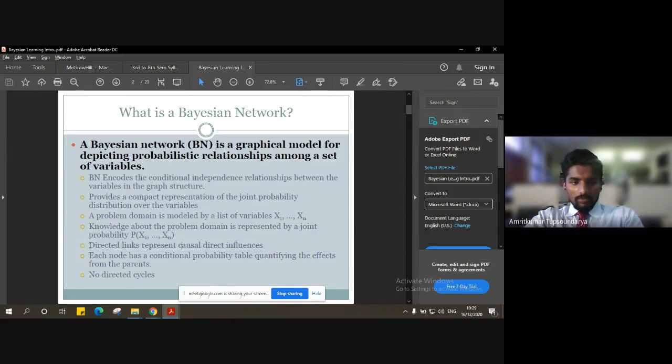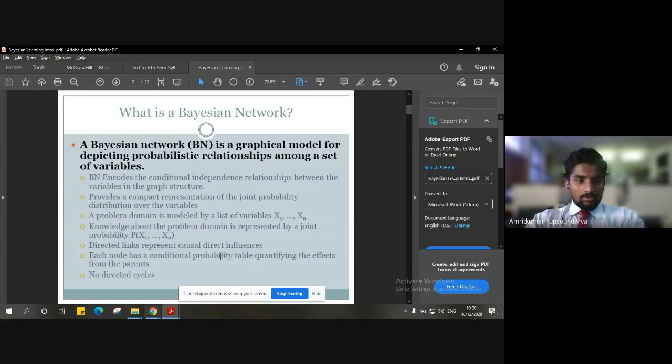So for this, we need directed links, also called a directed acyclic graph. We will see what these directed and undirected graphs are, and why we have directed or sometimes undirected ones. But in this case, we will have directed links that represent causal direct inferences, and each node in the network has a conditional probability table. What is this conditional probability table? We will shortly see. This conditional probability table quantifies the effect from the previous node, which is also called the parent node.